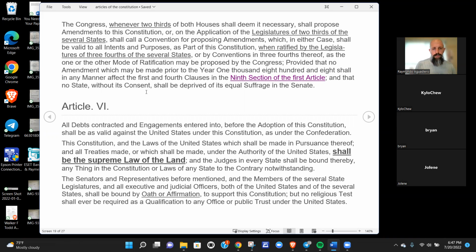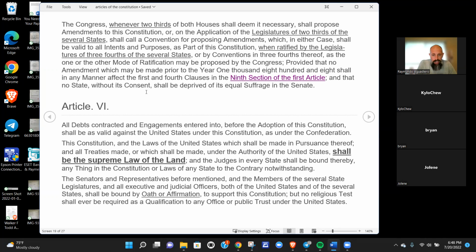The senators and representatives before mentioned, and the members of the several state legislatures, and all executive and judicial officers, both of the United States and of the several states, shall be bound by oath or affirmation. All judicial officers, all state legislatures, all executive officers shall have an oath that they're going to uphold this Constitution. And again, willfully depriving somebody of their constitutional rights while having an oath of office is punishable by law. It is punishable up to 2 years in prison, I believe. Brian might know that one better than me.